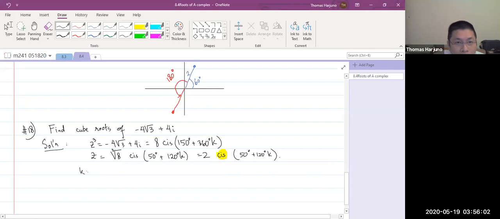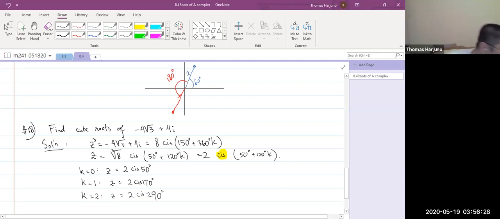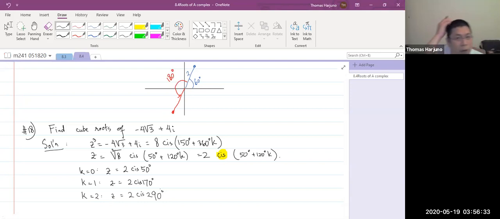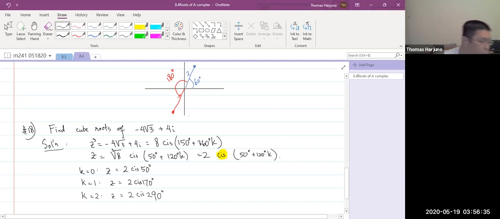Now, when k equals 0, the root is 2 cis 50 degrees. When k equals 1, the root is 2 cis 170 degrees. And when k equals 2, the root is 2 cis 290 degrees. You just leave it in trigonometric form, but if I want you to make it into standard form, I hope you know how to go on from there.